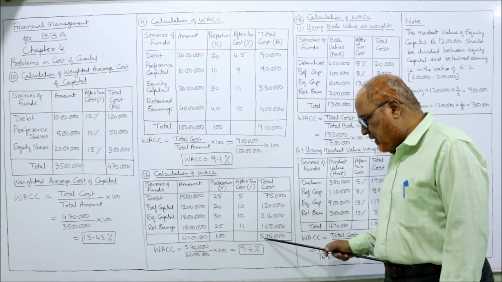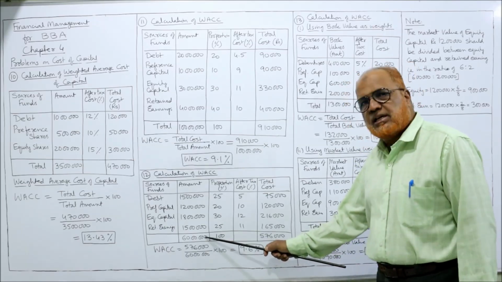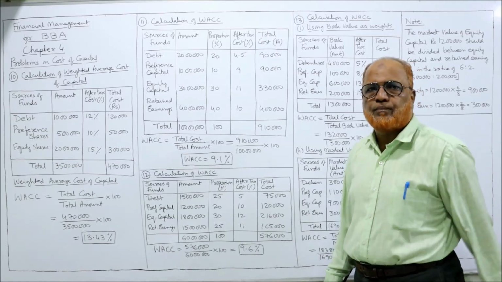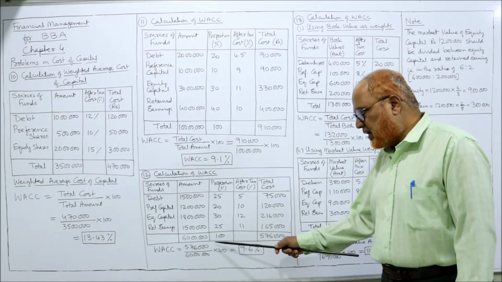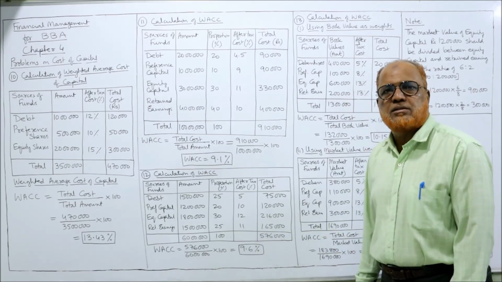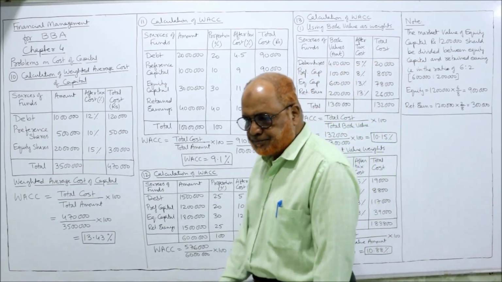Take the total, 5 lakh 76,000. On the total capital of 60 lakh, the company pays 5 lakh 76,000 as the cost. The average cost: 5 lakh 76,000 divided by 60 lakh into 100, 9.6%. That is the 12th problem completed.